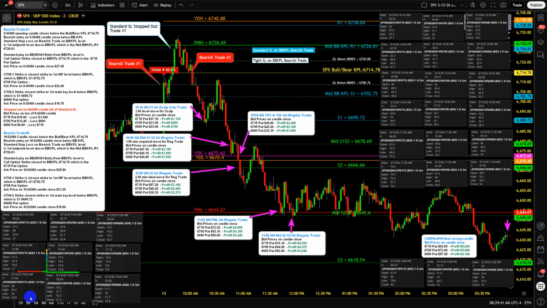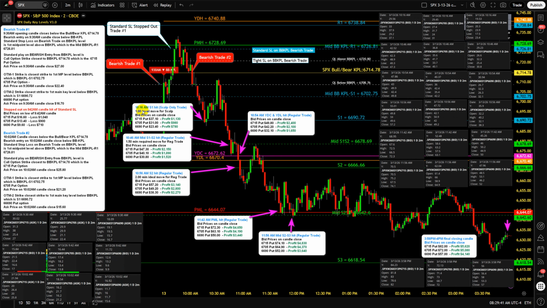So here we have the 10:02 a.m. candle, closing at 10:04. And we have the ask prices 25.80 on the 67.15, 21.20 on the 67.05, and 15.60 is the ask price on the close on the furthest out of the money 66.90. Again, excuse my typo here.